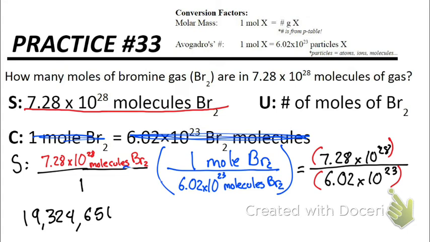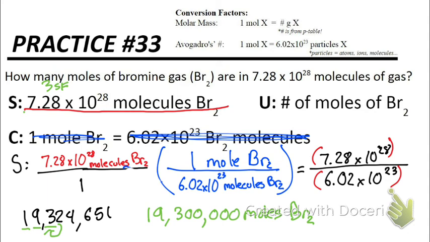And last but not least, we need to round according to the rules of sig figs. We started with 3 sig figs, so we need to end with 3 sig figs. Underline your top 3 place values, and then round. Because this 2 is less than 5, our final answer is going to be 19,300,000 moles of Br2. Or, if you'd like, you can also convert this to scientific notation.